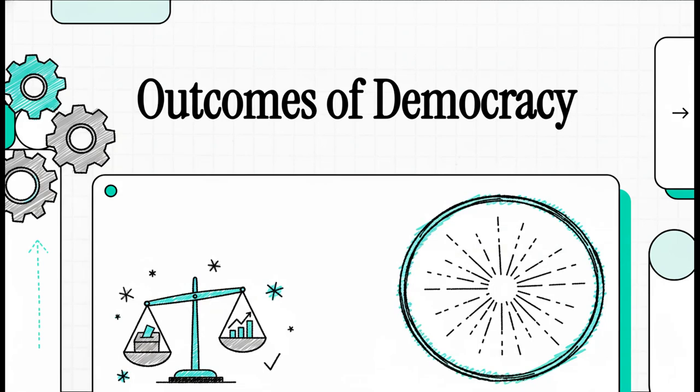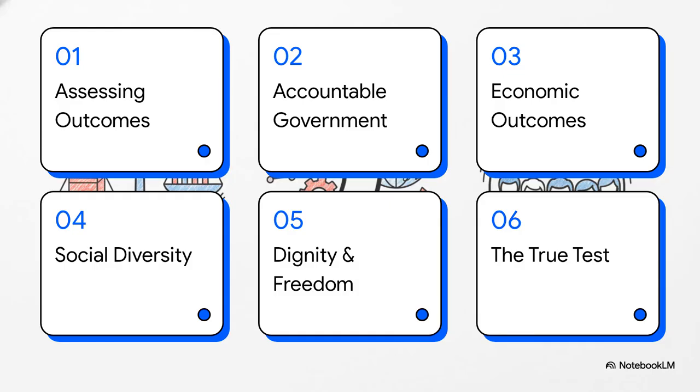Hello everyone and welcome. Today we're going to revise a very important chapter from your Civics syllabus, Outcomes of Democracy. We often talk about what democracy should be, but in this chapter we're going to look at what it actually does. We will assess its real-world performance. So let's get started.